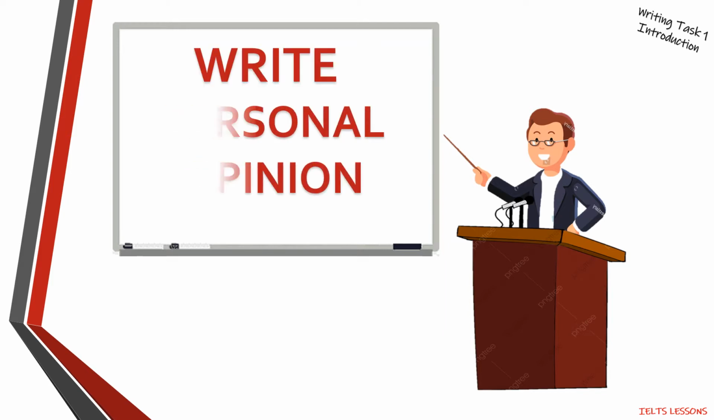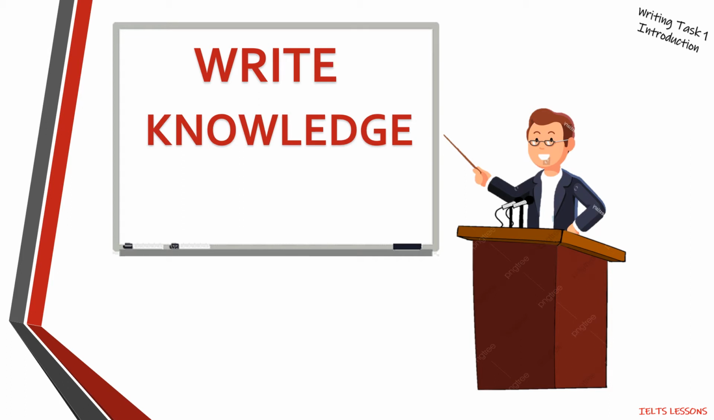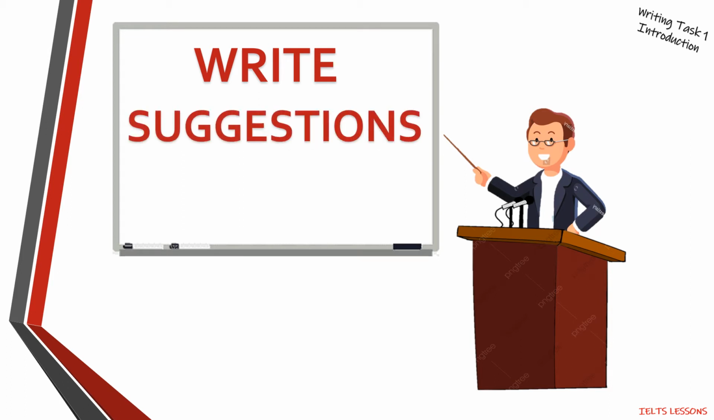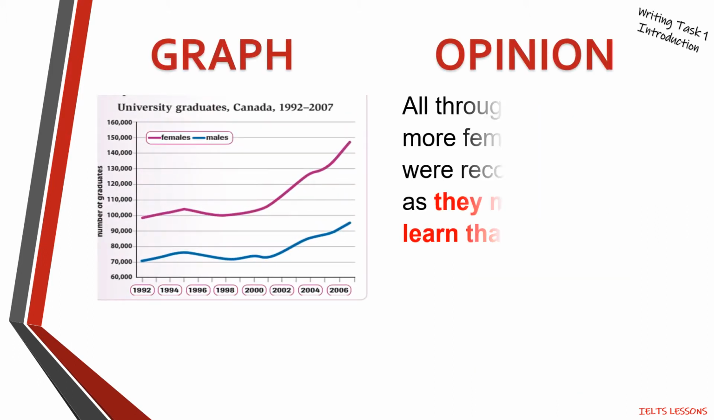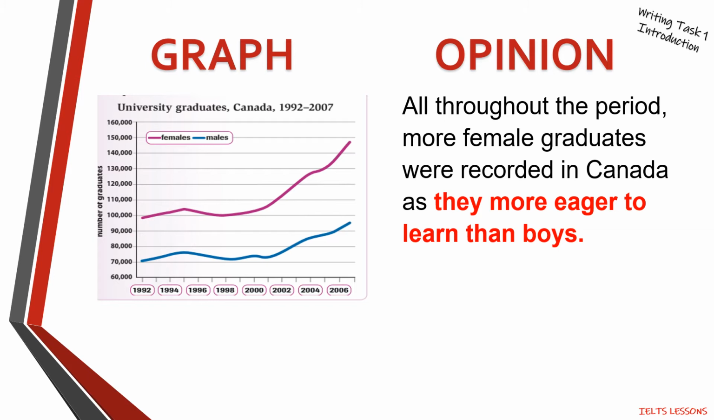We should not write knowledge. We should not write suggestion in this essay. So this means that we only need to interpret the visuals as it is without any personal tone. Now let's have an example. For example, in this graph, we should not say all throughout the period more female graduates were recorded in Canada as they are more eager to learn than boys. So this is basically a personal tone and should not be written in this task.